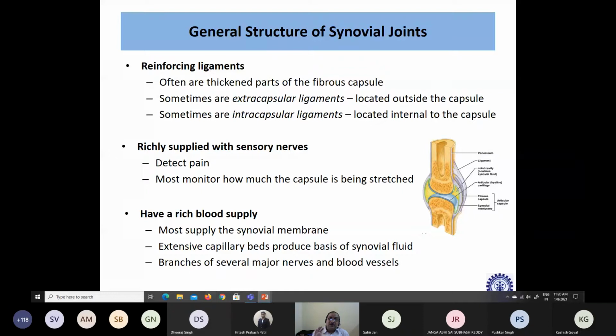All in all, this is very secure, reinforced by ligaments, extracapsular and intracapsular ligaments. It contains very sensitive nerves which can detect pain very easily, and it is rich with blood supply. That keeps all the tissue alive, as well as keeps on generating the synovial fluid.